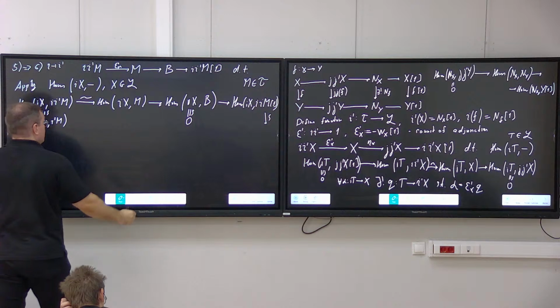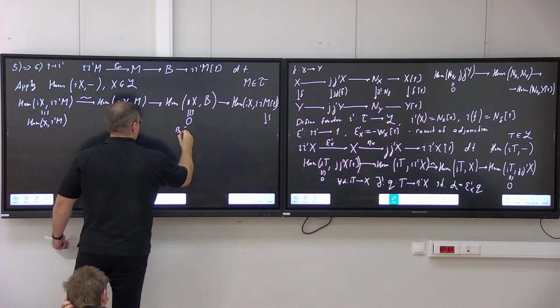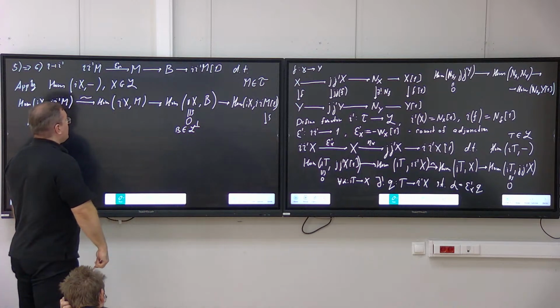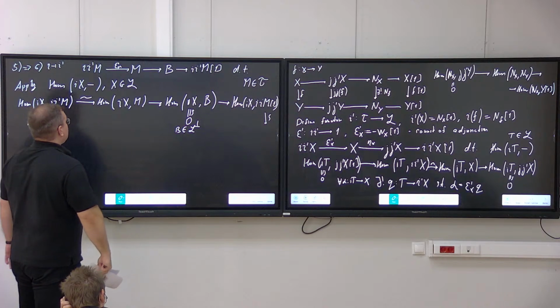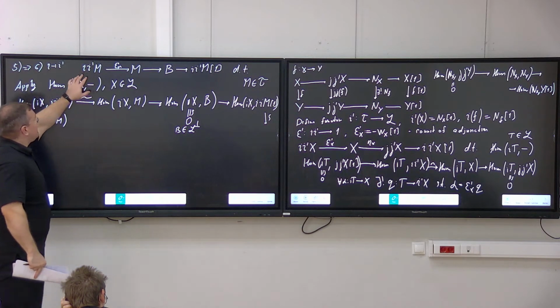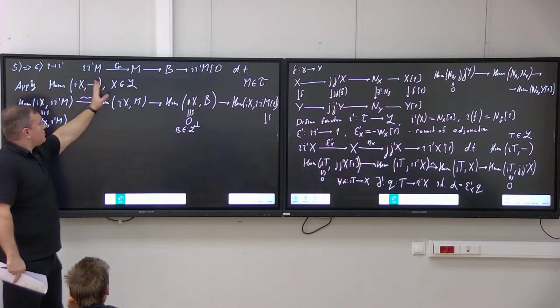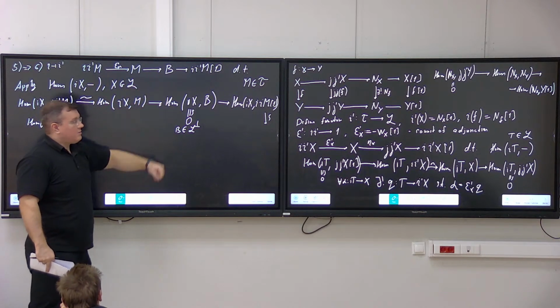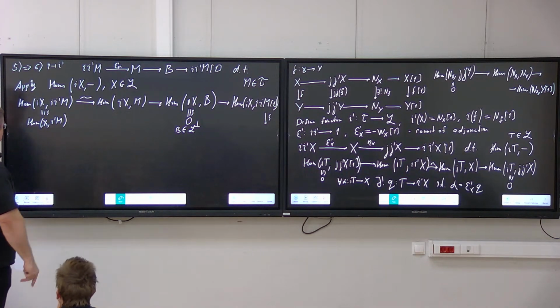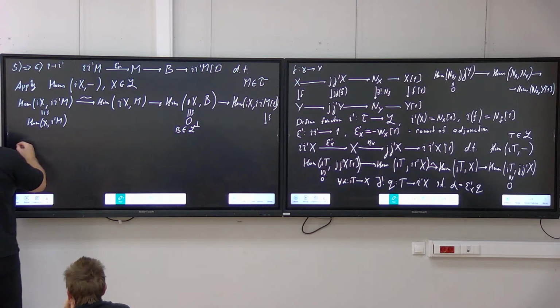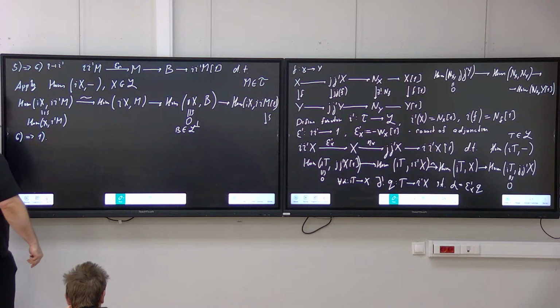Or in other words, I can say that the object B is in the right orthogonal to the M. But that's what I want, right? I started with any M, I constructed a distinguished triangle such that this object is in the L, and this column of this map is in the right orthogonal to the M. That's the condition that we have in the 6. So this proves that 5 implies 6, and finally the last proof, 6 implies 1.